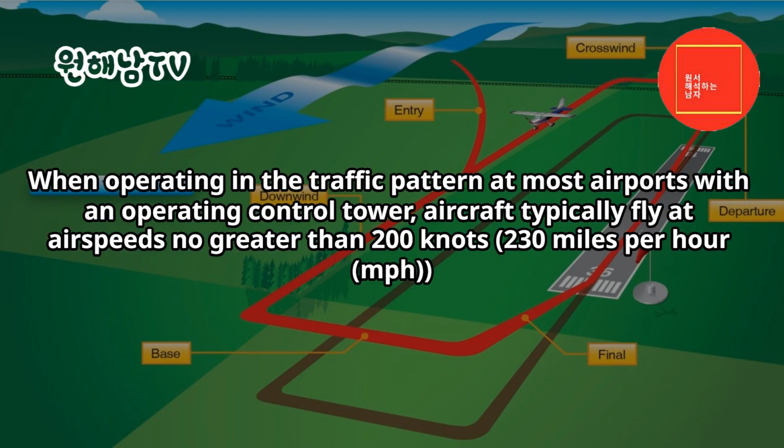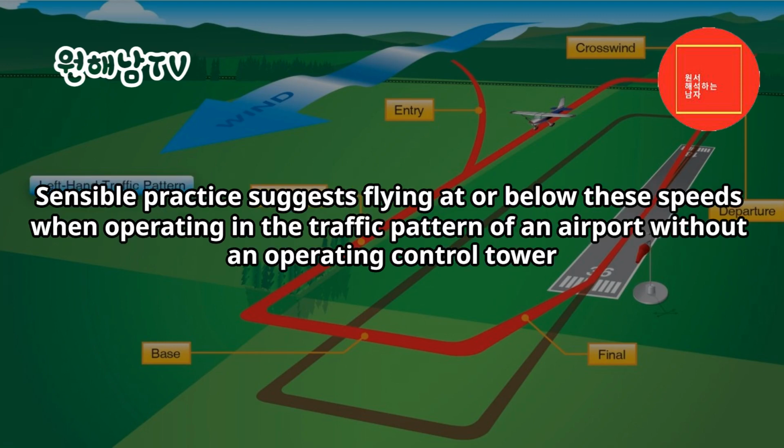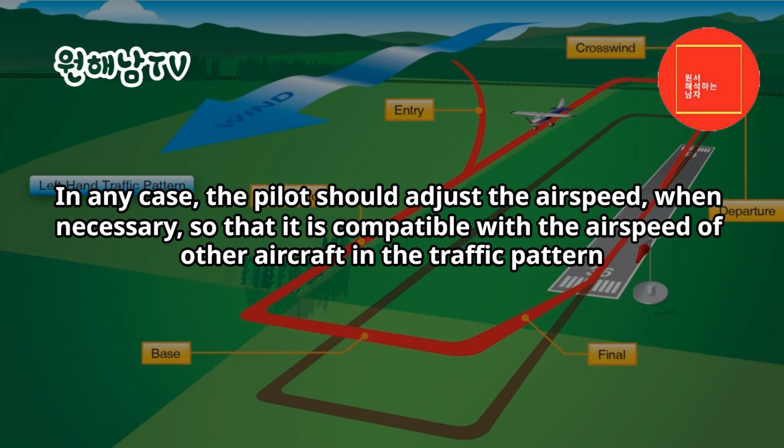When operating in the traffic pattern at most airports with an operating control tower, aircraft typically fly at airspeeds no greater than 200 knots, 230 miles per hour, mph. Sensible practice suggests flying at or below these speeds when operating in the traffic pattern of an airport without an operating control tower. In any case, the pilot should adjust the airspeed, when necessary, so that it is compatible with the airspeed of other aircraft in the traffic pattern.